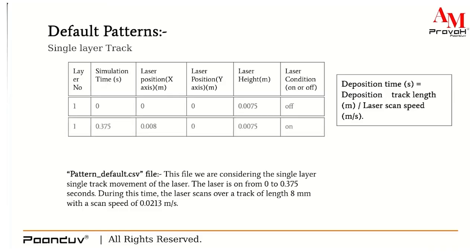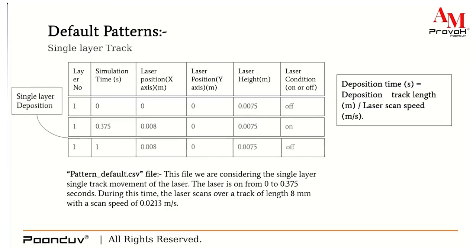The next row will show you that this is a single layer track deposition. So the layer number will be the same, that is 1, and the simulation time is 0.375, and the laser has reached 0.008 meter, that is 8 millimeter, and the laser height remains the same, and then the laser condition is on here.